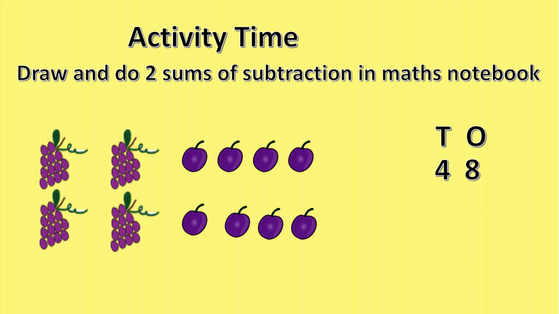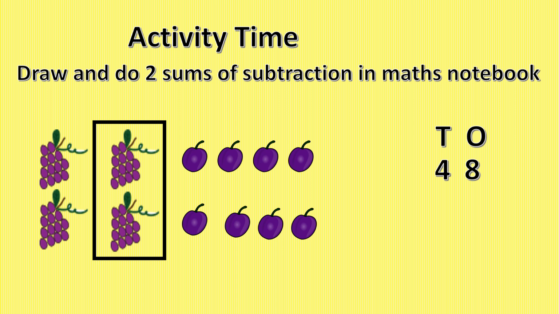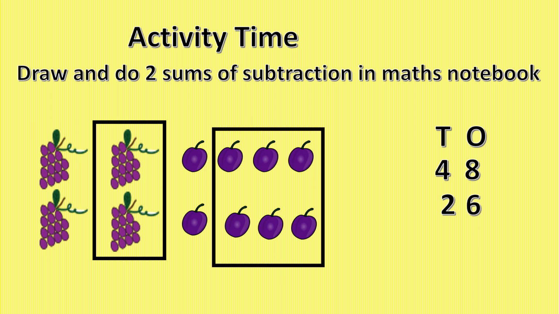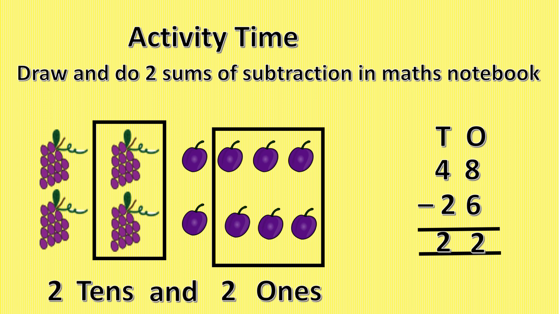So below ones place you will write 8, and then you have to take inside the box few grapes in tens place, and then you have to write how many tens are then inside the box, and then how many ones inside the box, and then you have to do subtraction and find out the answer by starting subtraction from ones place first and then moving to tens place. Like this, two sums you have to do in your maths notebook.